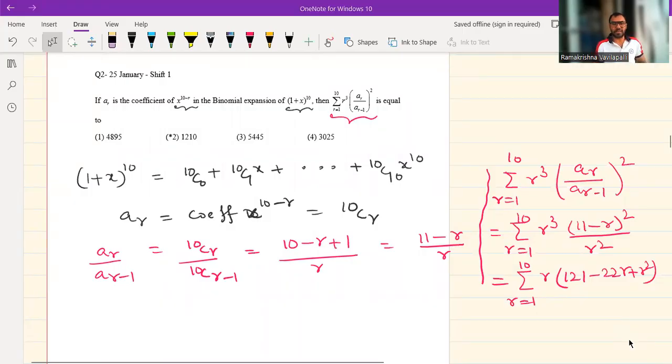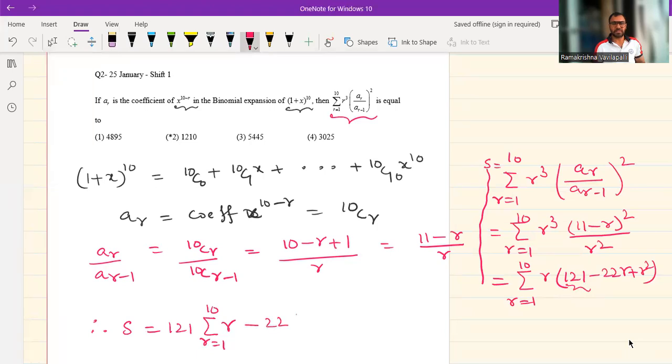So now we have to apply that. This is equal to, again I'm writing, assume this sum is S. Therefore S equals, you write 121 outside, 121 into sigma r, r equal to 1 to 10, minus 22 into sigma r square, r equal to 1 to 10, plus sigma r cube, r equal to 1 to 10.